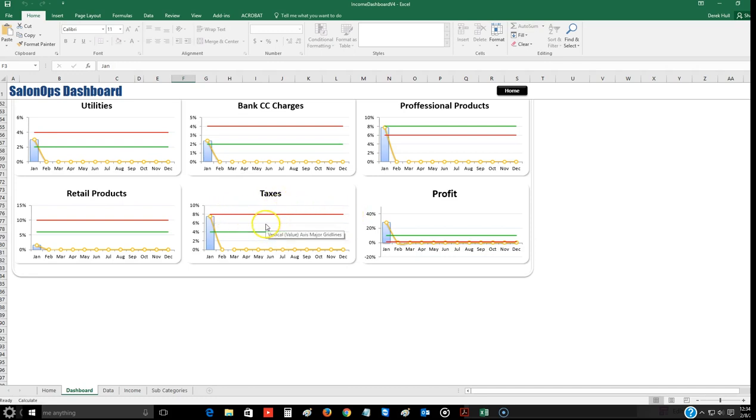Profit. This is a big one, obviously. We all want to have the maximum profit. But I don't know if a lot of you know, but in the industry, the average profit right now is below 5%. So 90% of salons out there are making 5% or less in profit. So to me, they're on the verge of going out of business. So we need to change that. We need to change the industry. Okay, so that is your dashboard.